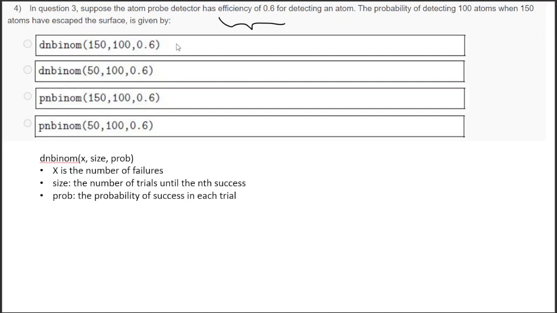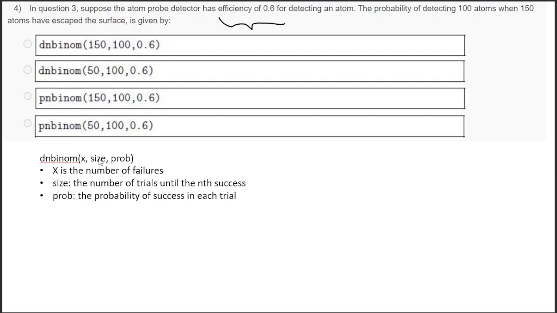So again, in binomial distribution, as they have told in the previous one, it follows the negative binomial distribution, which means the number of trials it takes to get the success. It's like detecting 100 atoms, so 100. The number of failures is 50. So from the syntax you can see dnbinom, where dn represents the negative binomial distribution. Otherwise it would be only dbinom, right? dbinom, pbinom. Here it is dnbinom. N represents a negative distribution.